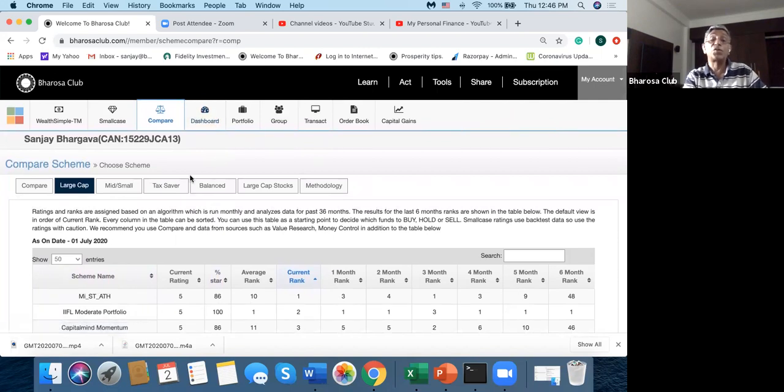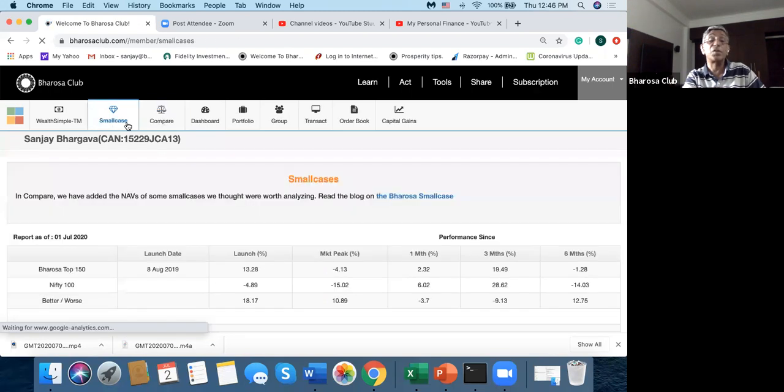So now that you've understood this compare tool, at least for me, the biggest value that I get from Bharosa on a regular basis is using this compare functionality once in a while, just to check out various things, as to how my current things are doing, new ideas that I have, can I check them out here, and things like that. Okay, so the small case, if I click this, then there's a very useful thing here.